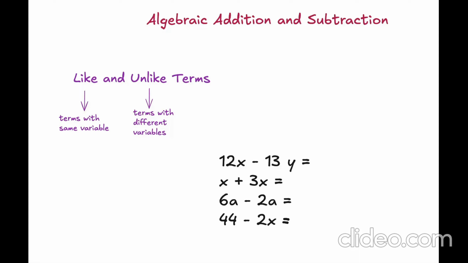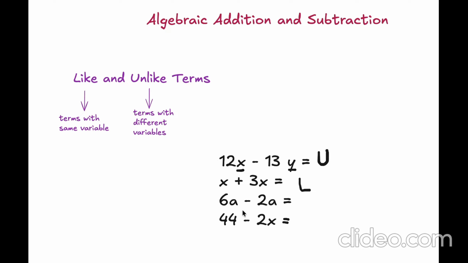Let's look at these expressions here. The first one is 12x minus 13y. The first term, 12x, has variable x, 13y has variable y. These variables are different, and terms with different variables are unlike terms. Next one is x and 3x. Both terms have x, the same variable, so they're like terms.